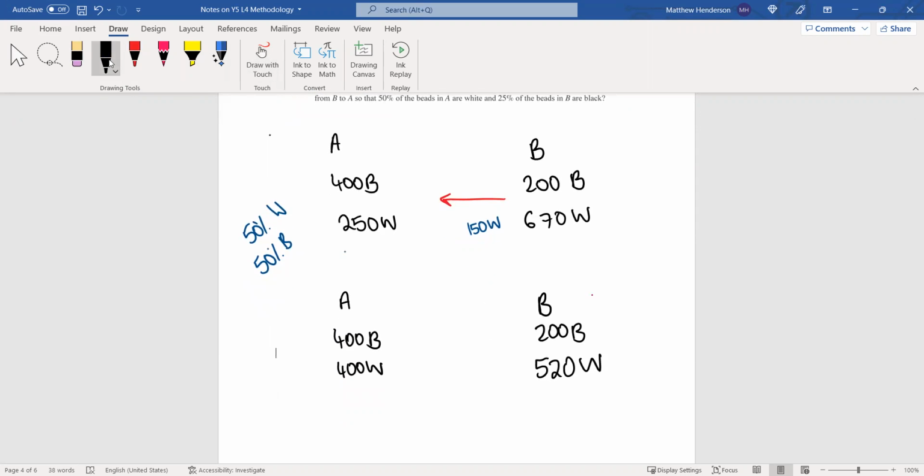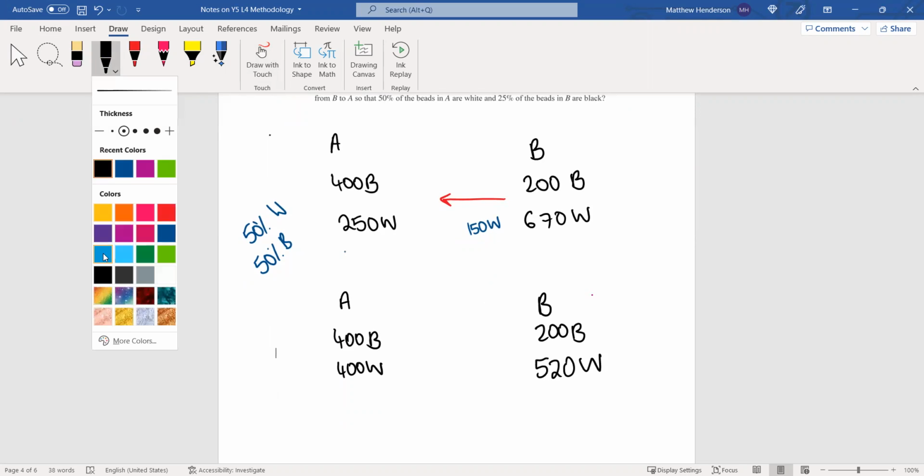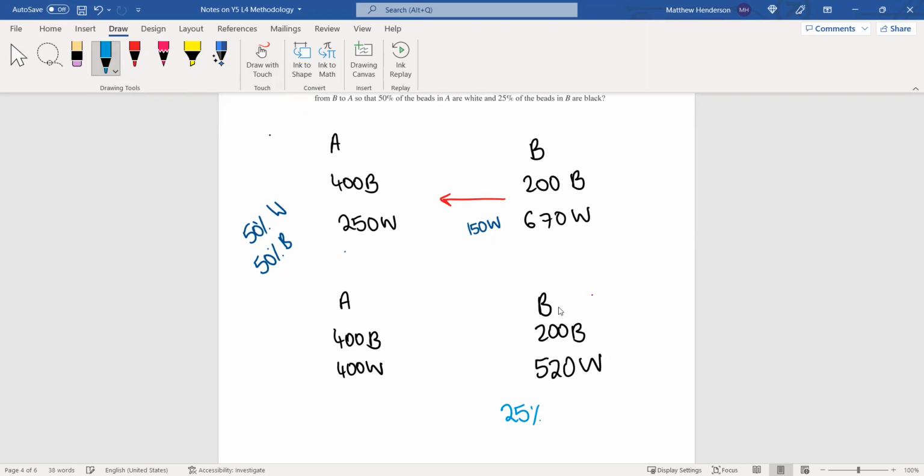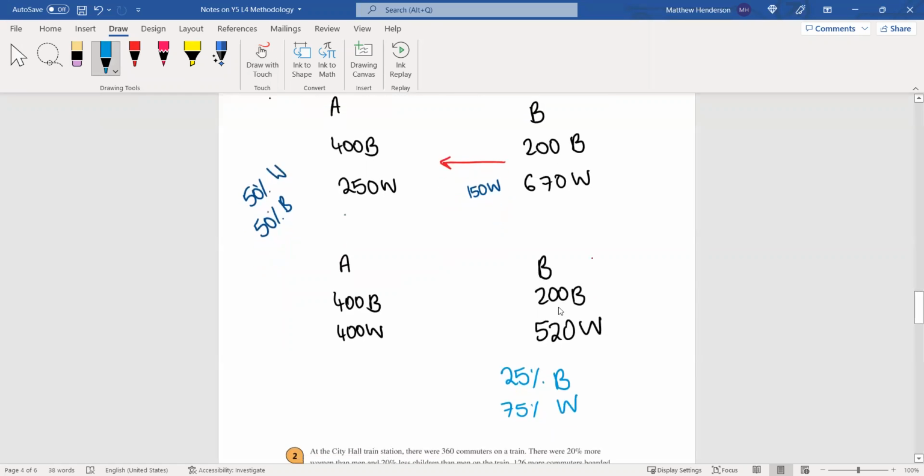And now let's focus on container B. Now, if 25% are going to be black, that means 75% of the balls are going to be white. So therefore, you can see that the number of white balls needs to be 3 times the number of black balls. I'm going to use parts to represent this. I'm going to use one line segment to represent the number of black balls, and I'm going to use 3 line segments, because 75% is 3 times greater than 25%, to represent the number of white balls.